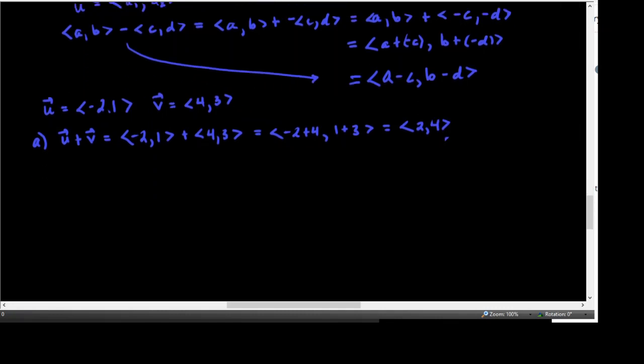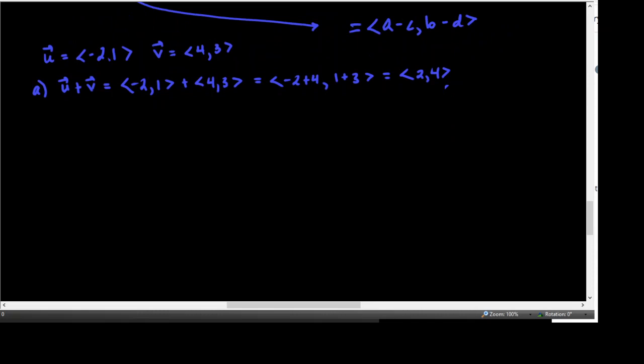All right. In part B, we're supposed to find the opposite of 2u. So that's going to be negative 2 times negative 2 comma 1, which is negative 2 times negative 2 comma negative 2 times 1, which is 4 comma negative 2.